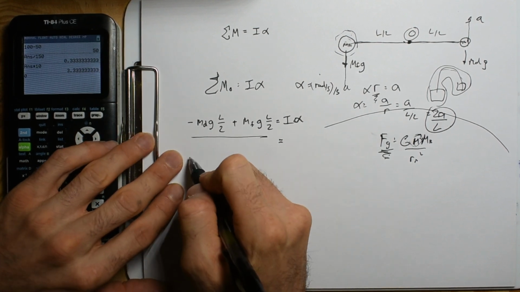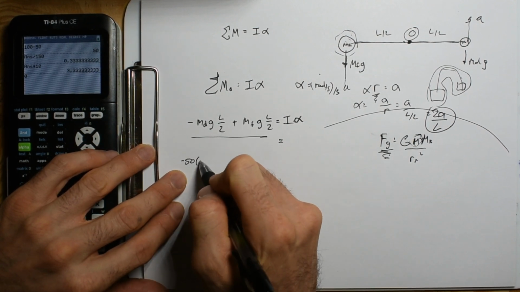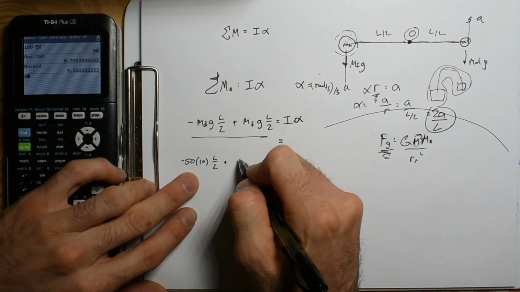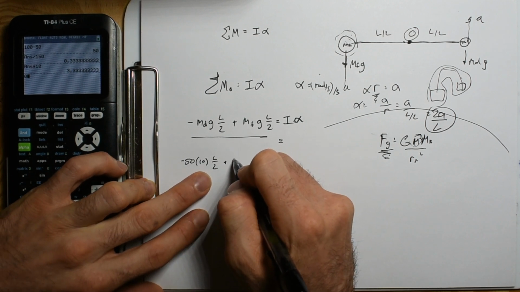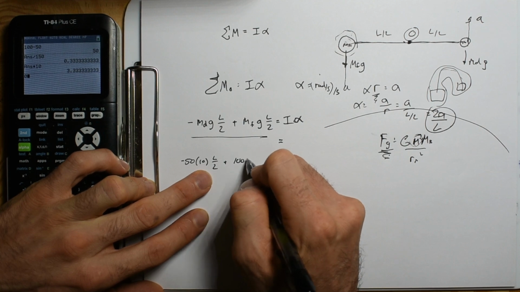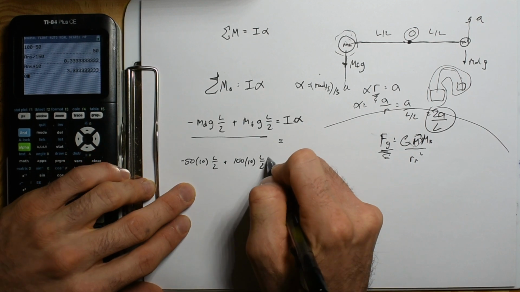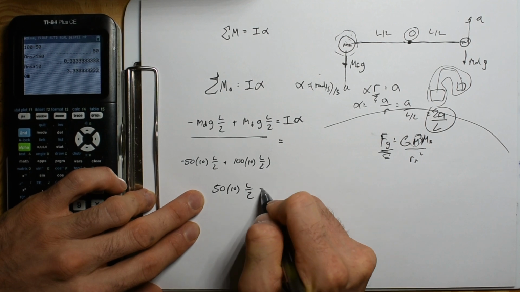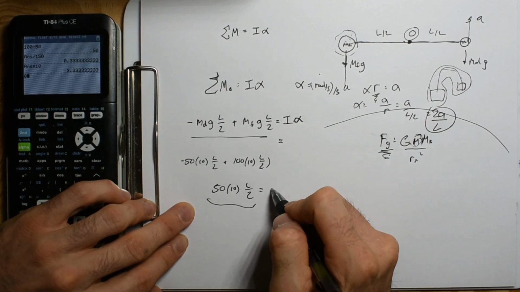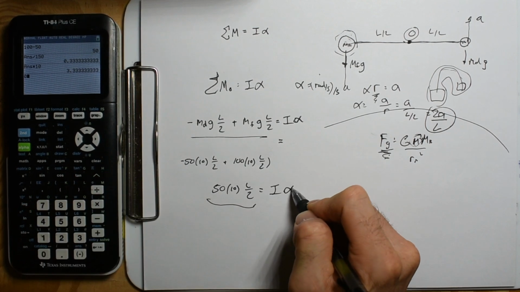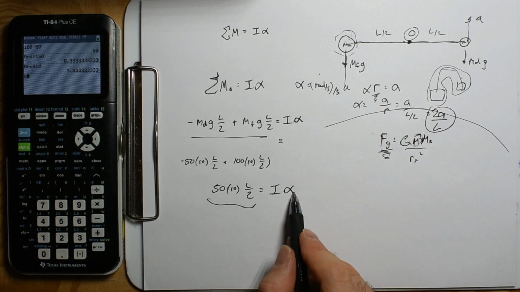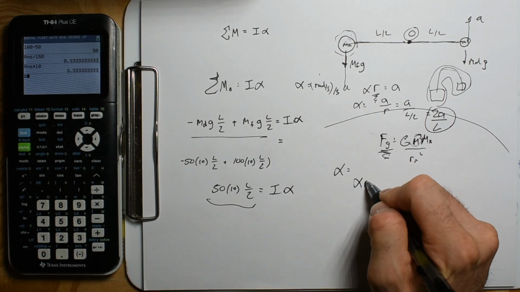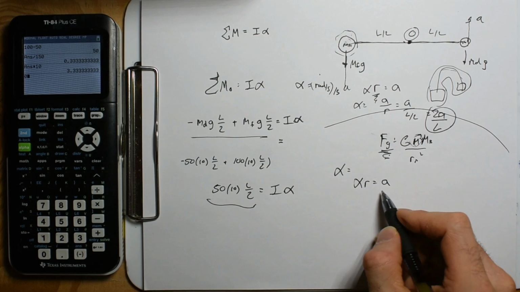So cool. We have negative 50 times 100 L divided by 2, plus 100 times 10 L divided by 2. So at the end of the day, we have 50 times 10 L divided by 2. That's going to be our moment, and that's going to be equal to I alpha. And we were saying that alpha times r is acceleration.